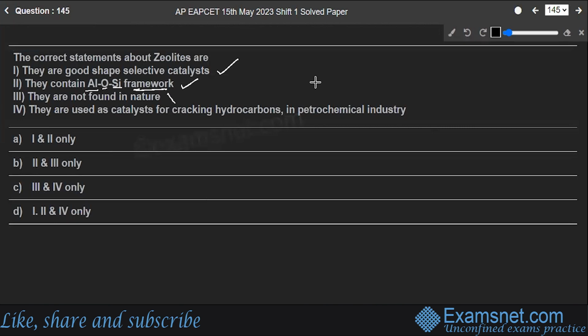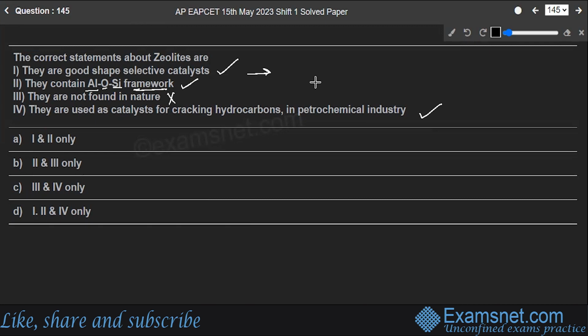They are not found in nature. No, they are found in nature. They are used as catalyst for cracking hydrocarbons in petrochemical industry. This is also correct. So, zeolites are good shape selective catalysts because of their honeycomb-like structures.